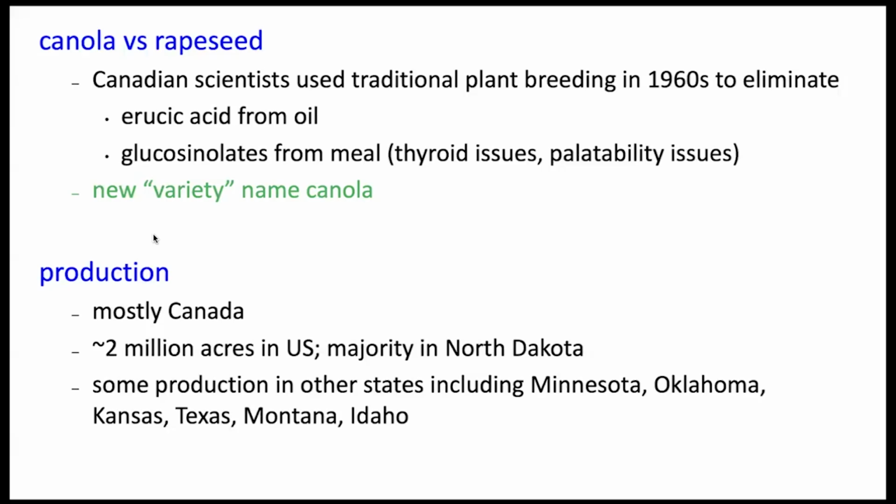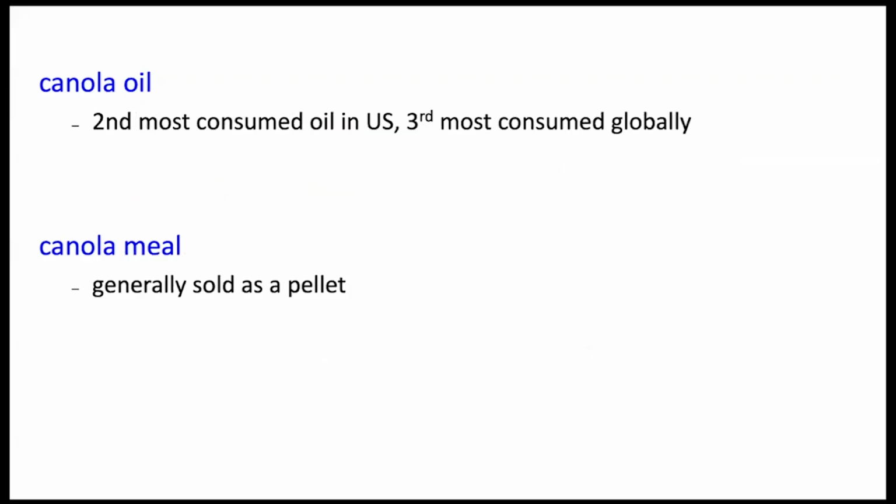Most of the production is in Canada. There's about 2 million acres of production in the US. The majority of that's going to be in North Dakota, but we do see some production in other states like Minnesota, Oklahoma, Kansas, a little bit in Texas, Montana, and Idaho. Interestingly, canola oil is actually the second most consumed oil in the US. It's going to be the third most consumed globally.